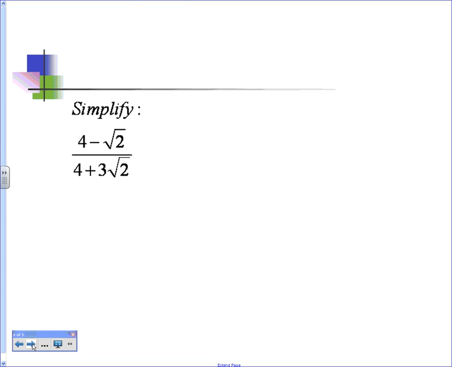You think you can do one by yourself? Maybe? Figuring out what the conjugate is? Yeah. Always the denominator, because that's where you're trying to get rid of the radical. So it's positive.